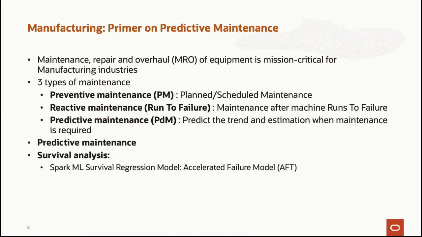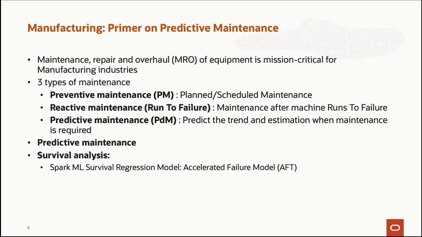Out of the three different kinds of maintenance you could do in a manufacturing or industrial scenario, the best is predictive maintenance. It can predict the trend and estimate when maintenance is required. The worst would be reactive, where you do the maintenance after things fail. And typically what we see is preventative maintenance, which is planned and scheduled maintenance. Sometimes you replace parts just as a precaution, even if that's not needed. That could be wasteful. So that's why this predictive maintenance use case is very useful in the manufacturing scenario.